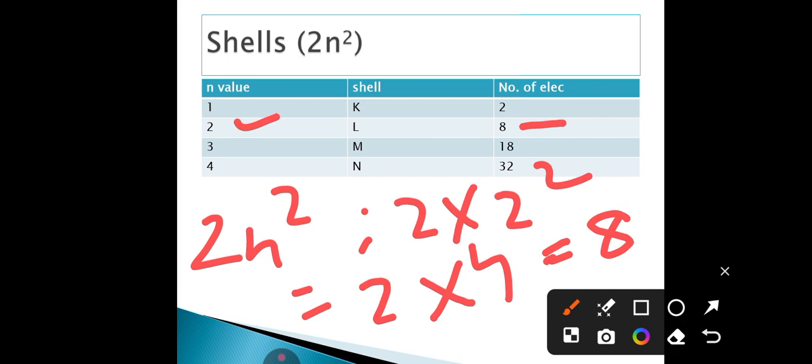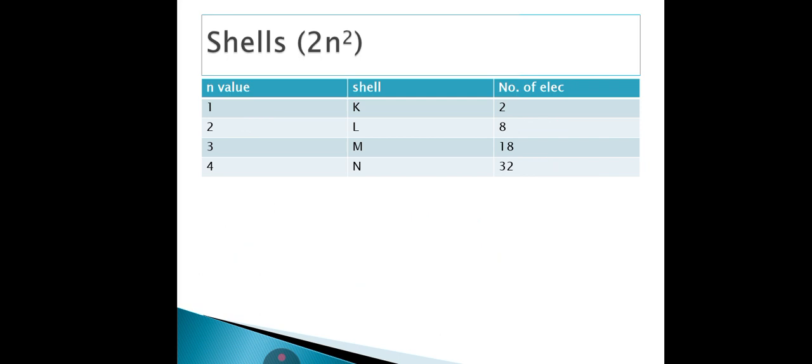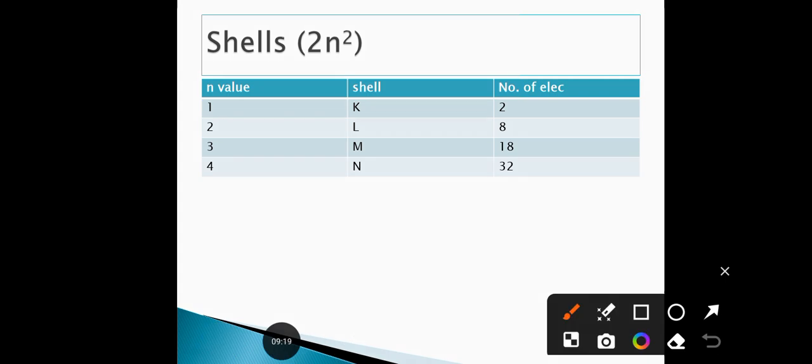There can be 1 electron in the L shell. Remember that. There can be 2 electrons, there can be 3 electrons. But what will be the maximum? Only 8 electrons. The next electron will have to go to the M shell. That's the meaning.